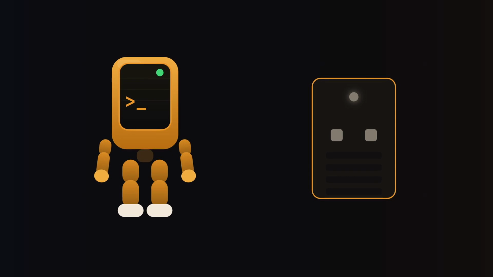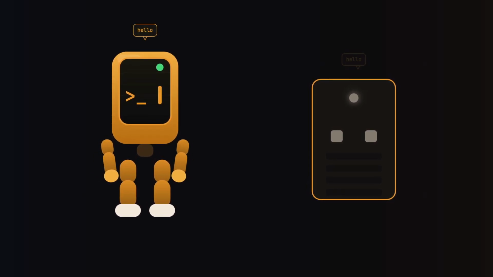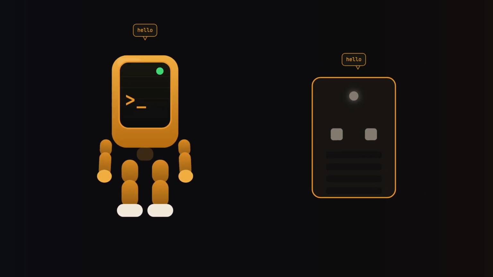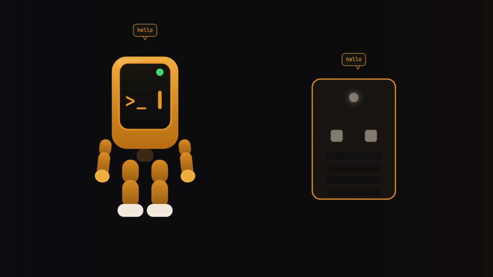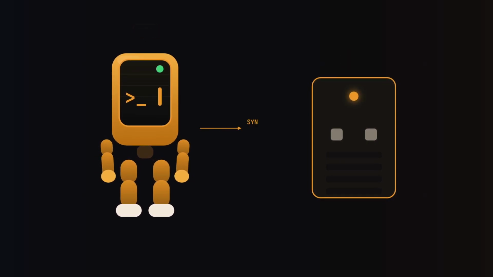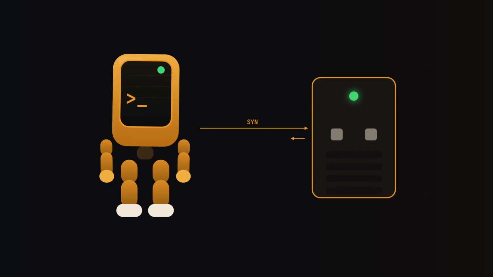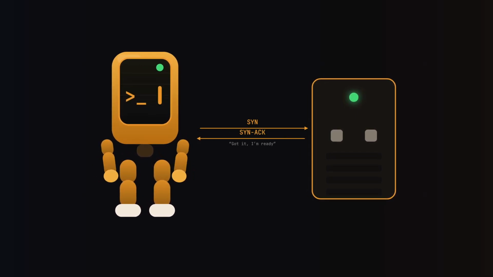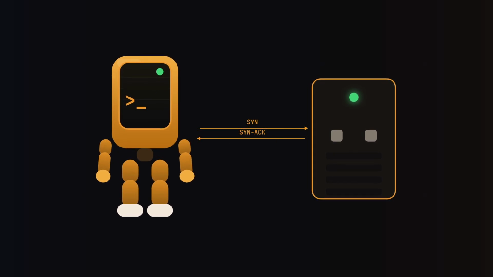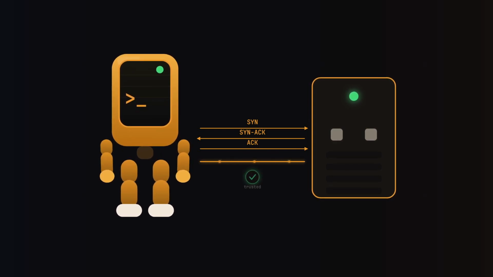Imagine you are about to have an important phone call. Before you start talking business, you say hello. They say hello. You confirm you can both hear each other. Then you start the actual conversation. That's exactly what TCP does. Your browser says, I want to connect. The server says, got it, I'm ready. Your browser says, great, starting now. Three messages, half a second. And now they trust each other enough to actually communicate.